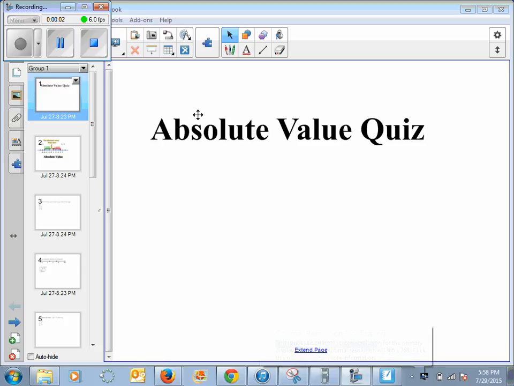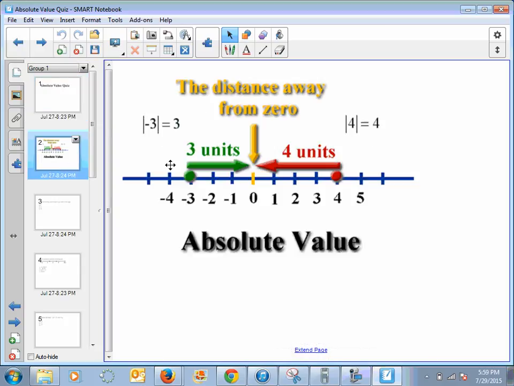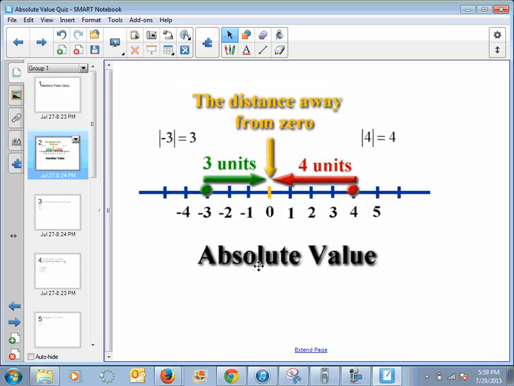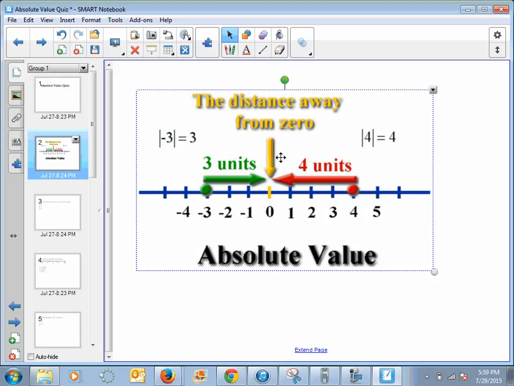Okay, here we go with the absolute value quiz. Just a little bit of review before we get looking at all the questions. Just an idea of what absolute value is. All right, absolute value is the distance something is away from zero.